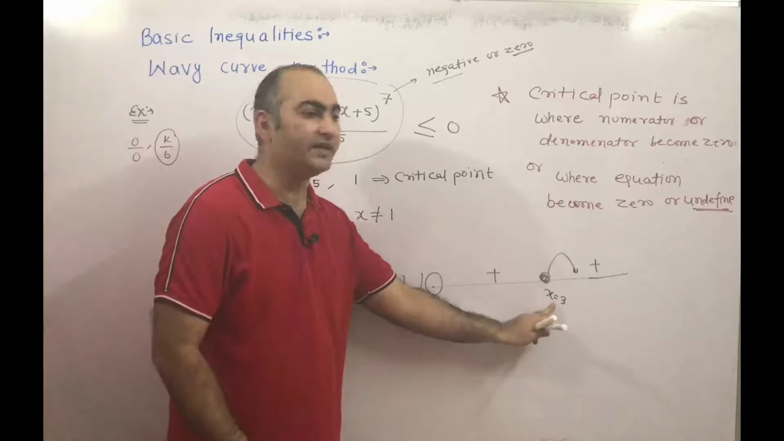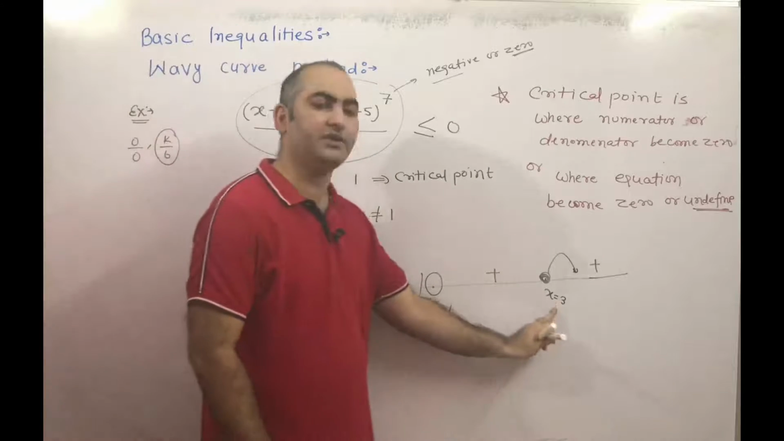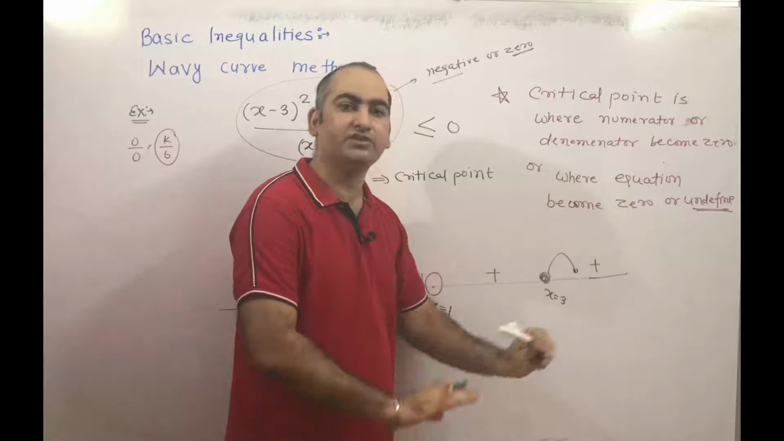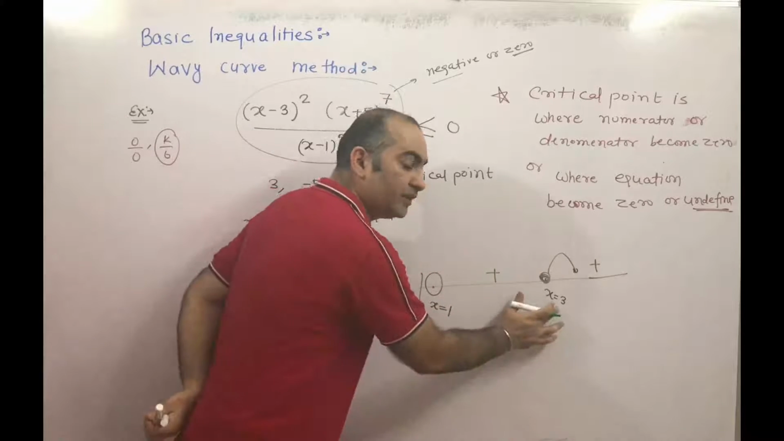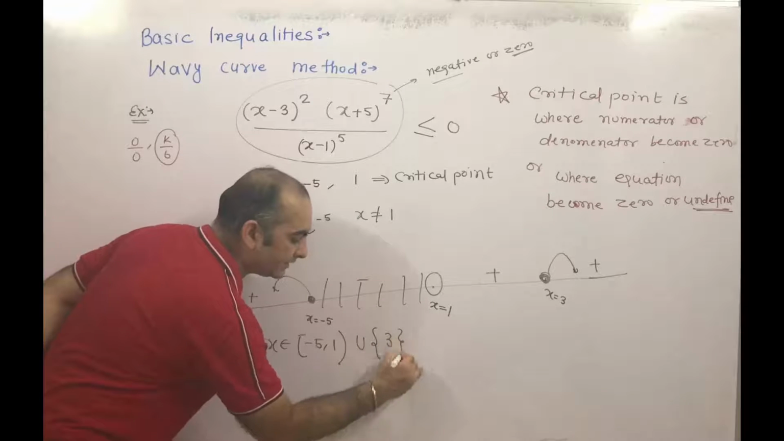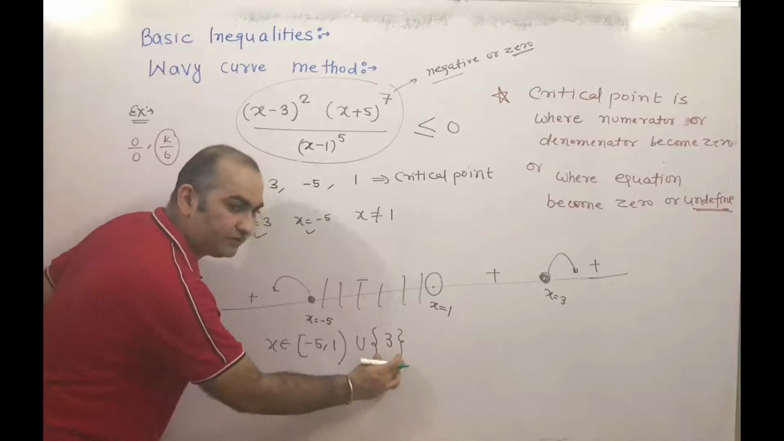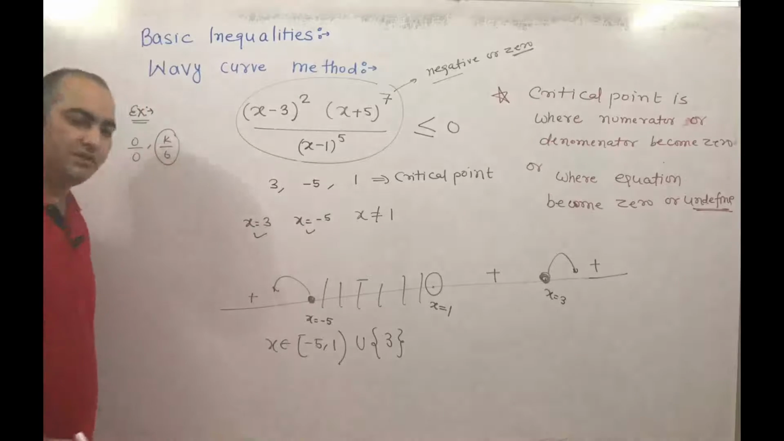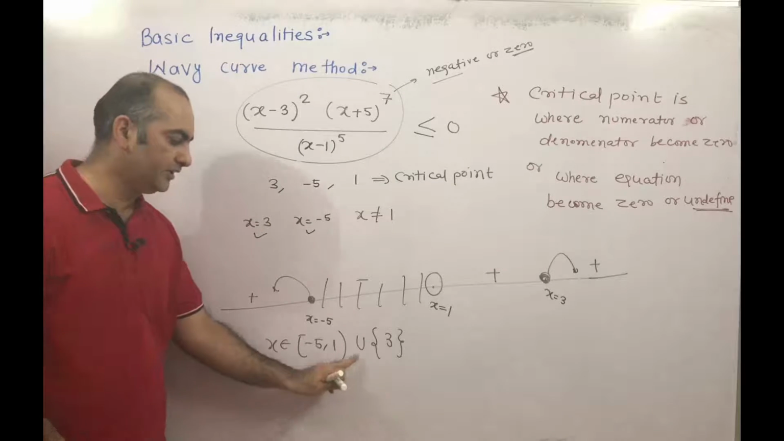x equal to 3, it will become 0. So 3 we have to include. And this side is positive, that is not included. So only this point we have to include. So how to write? Union. This one we have to write as set 3. So this is a set of one element, that is 3. So what is x value? x belongs to minus 5 to 1 union 3.